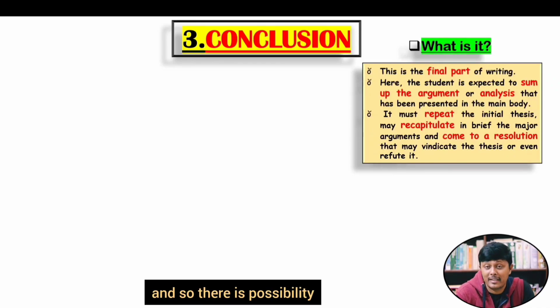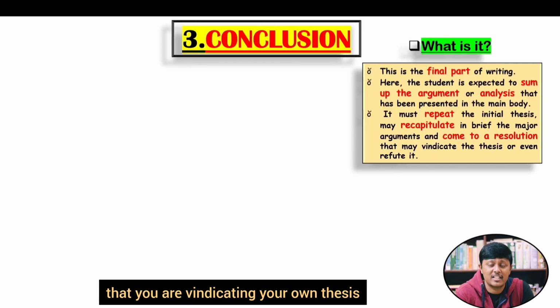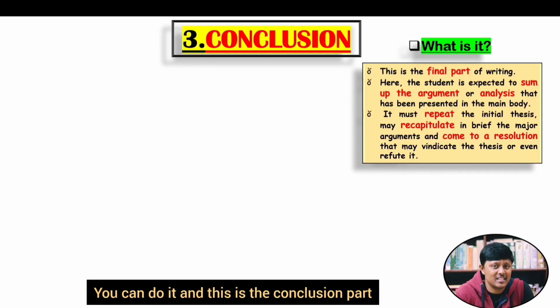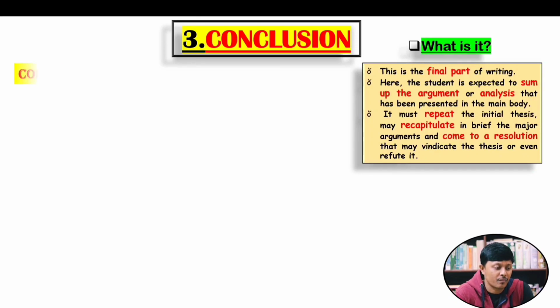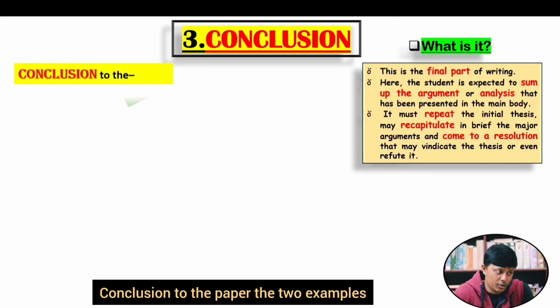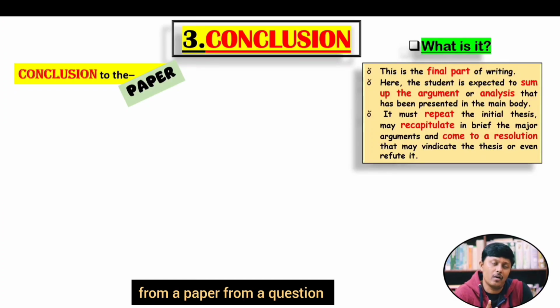So there is a possibility that you are vindicating your own thesis, or refuting your own thesis by recapitulating the idea, or maybe a repetition of the same idea. You can do it, and this is the conclusion part. Conclusion to the paper: the two examples from a paper, from a question.